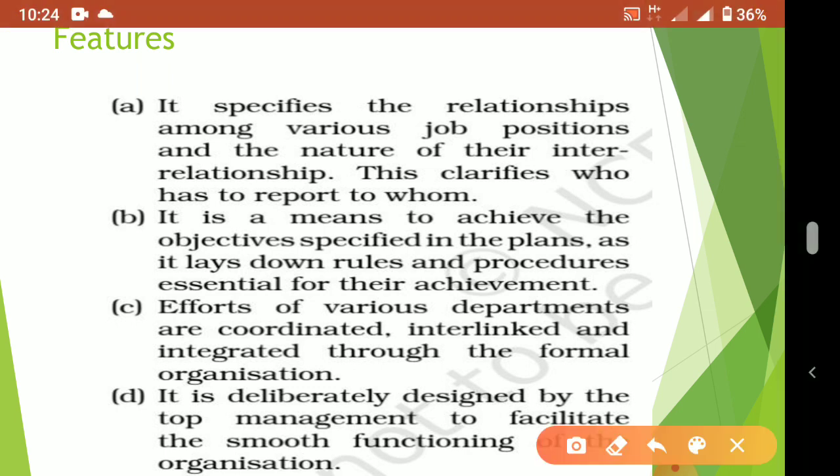So what are the features? It specifies the relationships among various jobs, positions, and the nature of their interrelationship. This clarifies who has to report to whom. So already we discussed in organizing, there we can see a direct authority responsibility relationship between people. That means one person may be a superior and he may be a subordinate to some other officers.